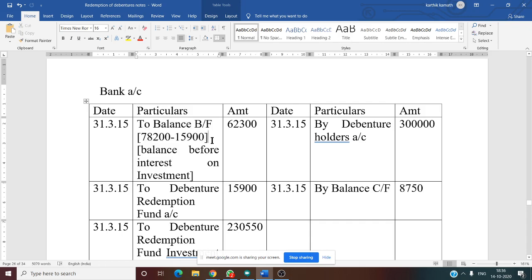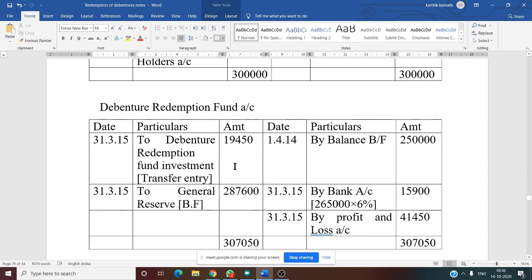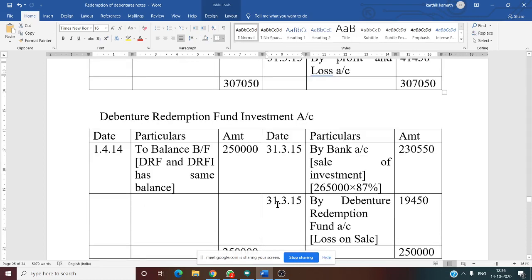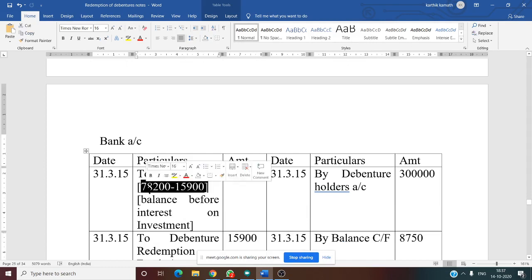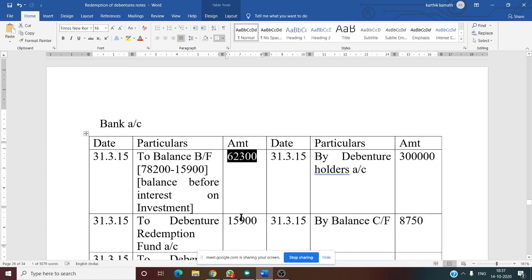So how do we deduct last year's interest? You can see the second account, the debenture redemption fund account. There we have written last year's interest. See this: 31/3/2015 by bank account 2,65,000 into 6%, 15,900. This is the interest that we need to deduct from the bank account opening balance. So 78,200 is our opening balance minus 15,900 last year's interest. Then we get the before-interest balance, which is 62,300.